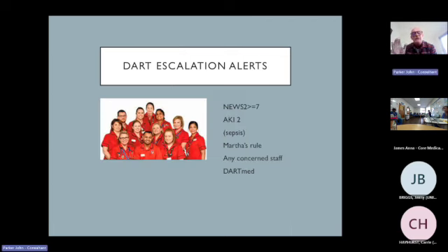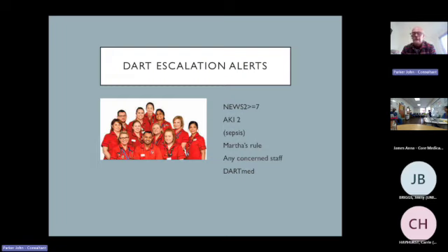So, escalation alerts. Our critical care outreach service, or DART, the Deteriorating Adult Response Team, receive automated alerts via Nerve Centre, and they receive them in these ways. Anyone scoring more than 7 will get an automated alert, as will acute kidney injury 2s. We used to get sepsis alerts, but with changes in the alerting system, currently they don't.